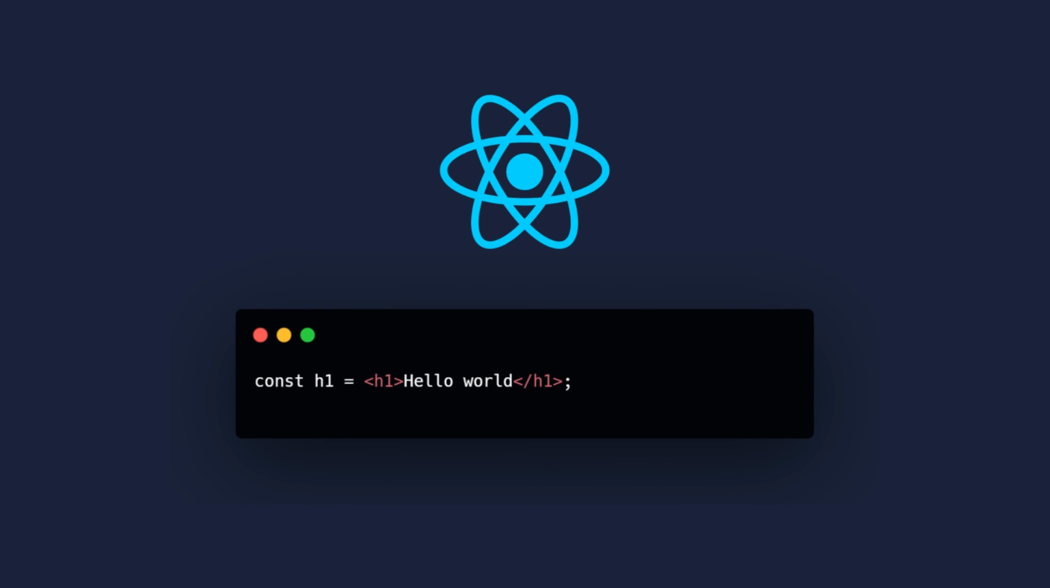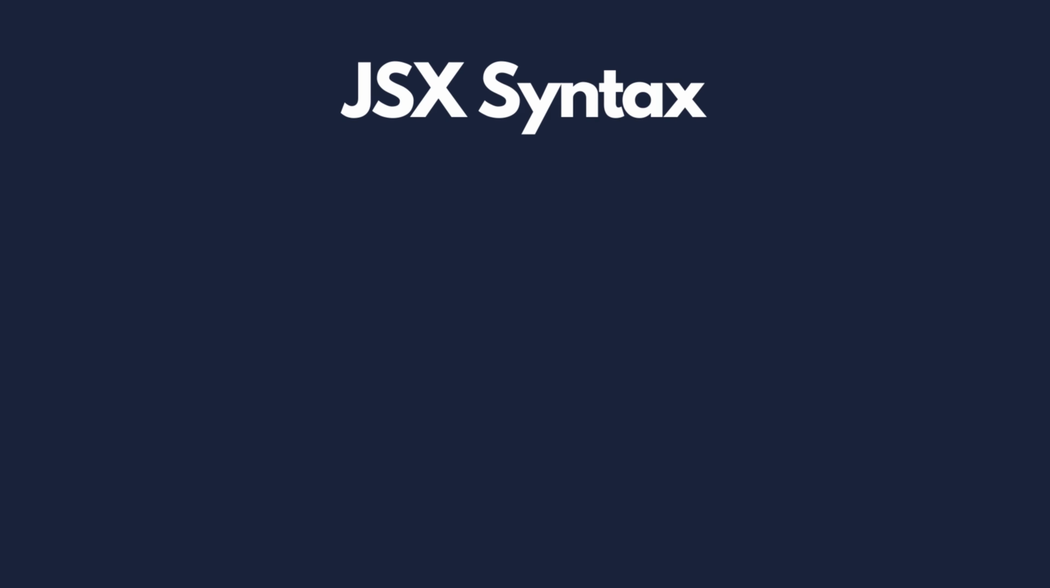So if you take a look at this line of code, it will first look very weird because we have an unusual mix of JavaScript and HTML. We have a counts variable assigned to an HTML element ending with a semicolon. This type of syntax is something called JSX.